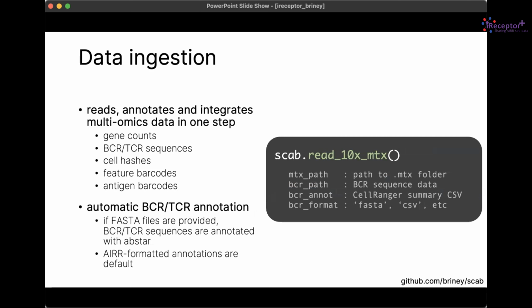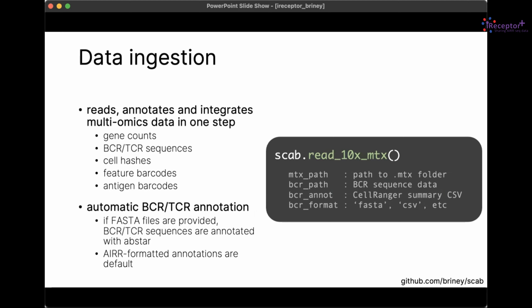So SCAB has a read 10x matrix function. We've essentially copied that same format, but instead of just passing the feature matrix, which is your gene counts matrix, we can also pass other things as well. For example, we can pass the BCR path, which is your BCR sequence data. You can pass your BCR annotations, which in this case is the Cell Ranger annotations. And you can also pass a format, since your BCR data can either already be annotated or it can be just the straight FASTA file that comes right out of Cell Ranger.